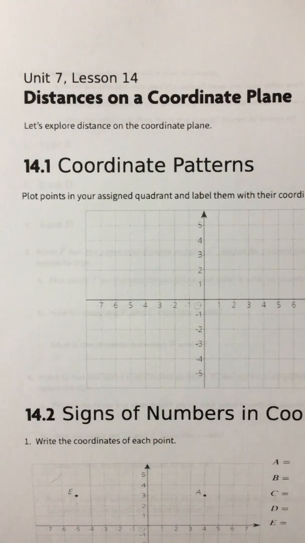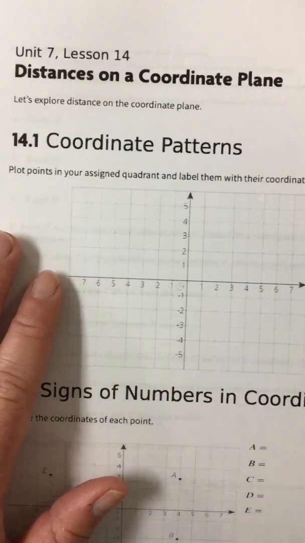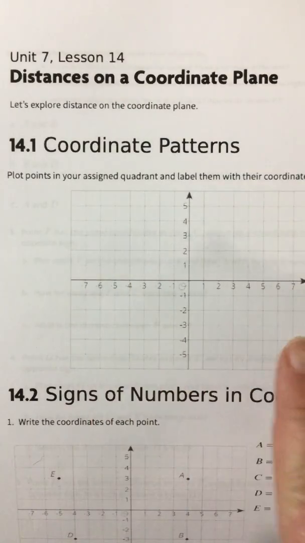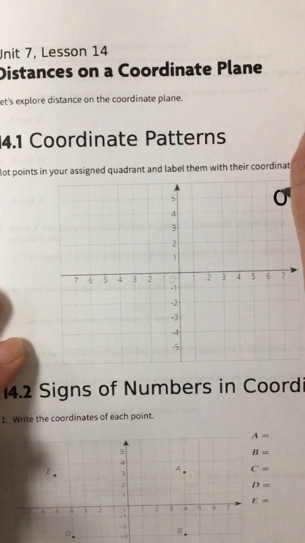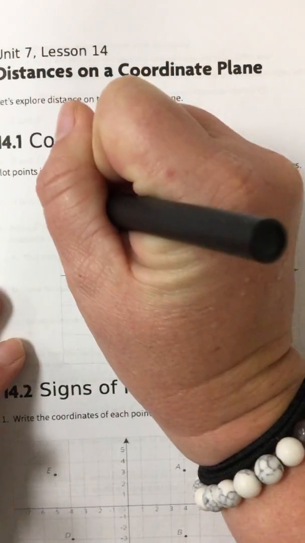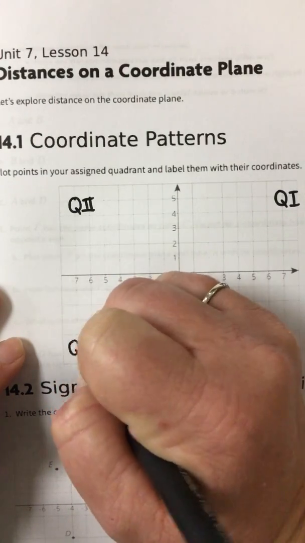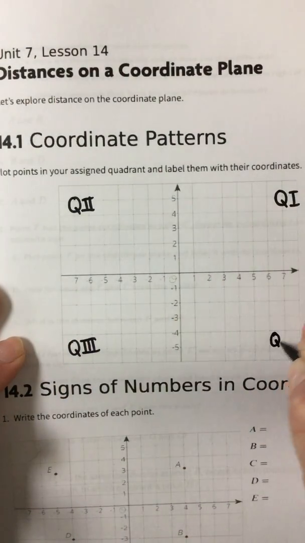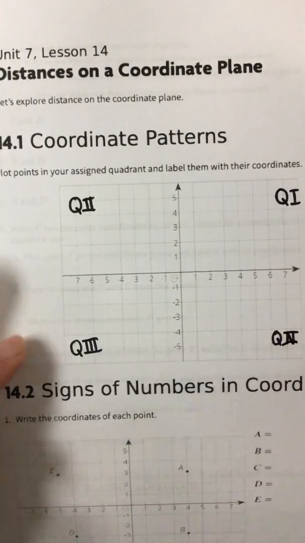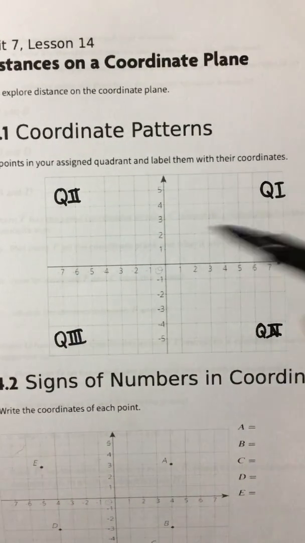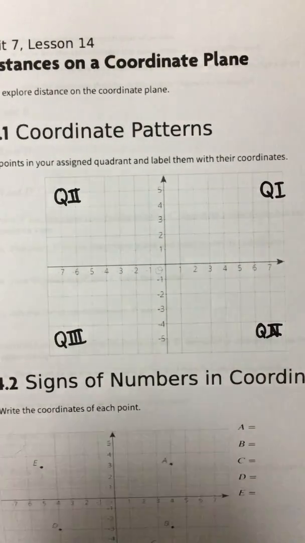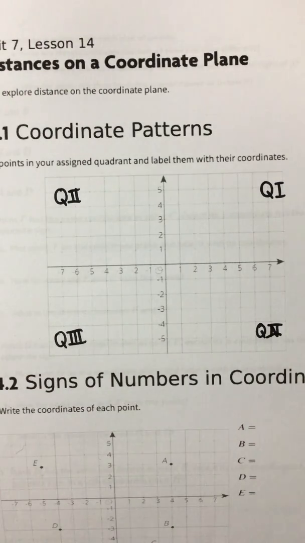Good morning. All right, so we are on lesson 14 from Unit 7. For this first part, I want you to plot a point in each one of the quadrants. So make sure that you know Q1, Q2, Q3, and Q4. You just need to simply pick a point in each one of them and then tell me what you notice about one of the 4 points that you pick.